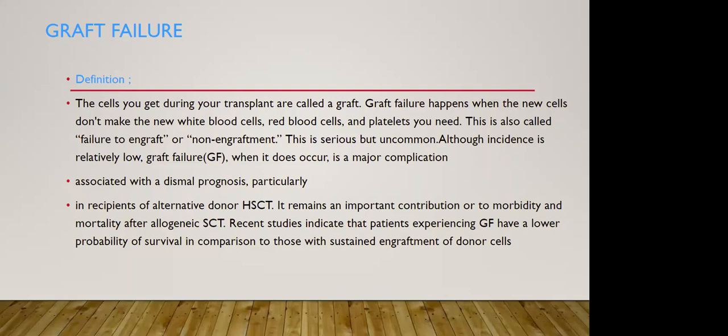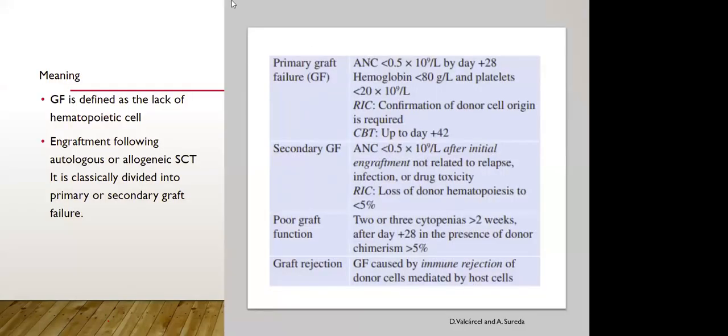Actually, the donor stem cell is more important. It remains important for the patient. The mortality rate will be high after allogeneic stem cell transplant. So graft failure is defined as the lack of hematopoietic cell engraftment following autologous or allogeneic stem cell transplant, and is classically divided into primary and secondary graft failure.